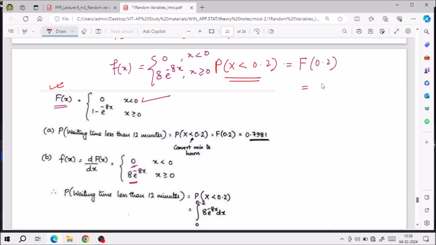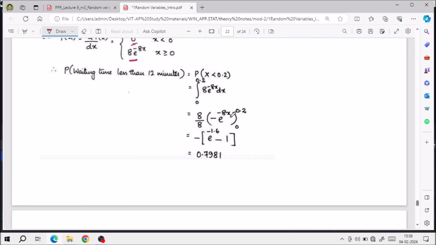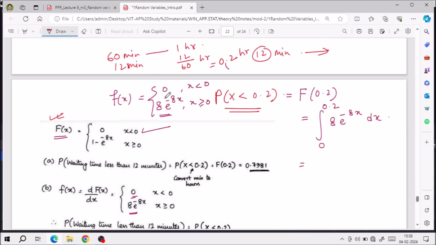Now you need to find this one, means integration from minus infinity to 0.2. So if you break it again into minus infinity to 0 and 0 to 0.2, here x is greater than 0, so you have this as the function 8 e power minus 8x dx. So from here if you do the integration, putting the upper and lower limits properly, finally you will get the answer. All right, so this is by using the cumulative distribution function part.